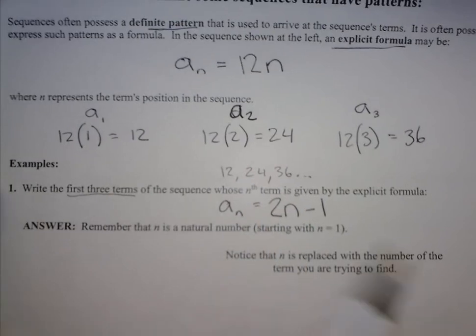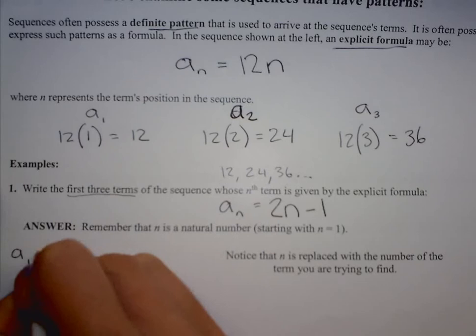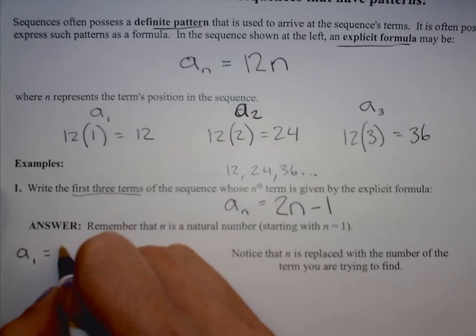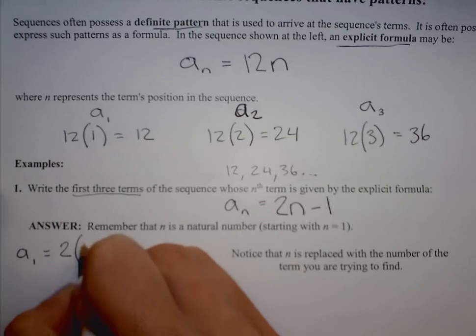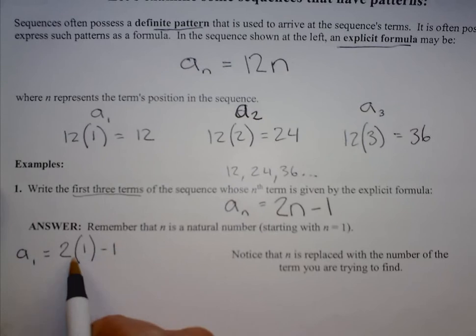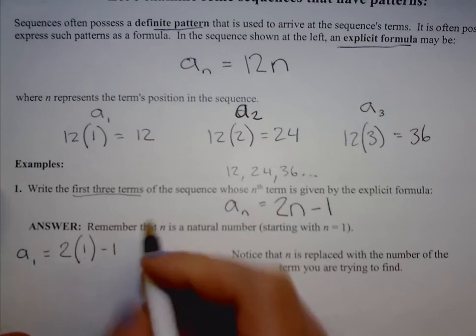So if I want a1, that's going to equal, so the first term, 2 times 1 minus 1. Well, 2 times 1 is 2. 2 minus 1 is 1.